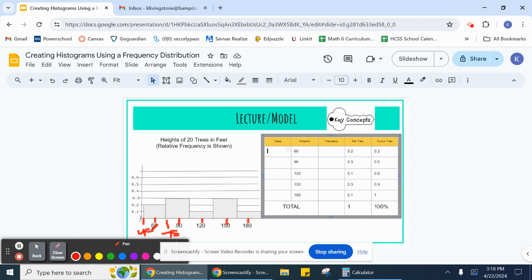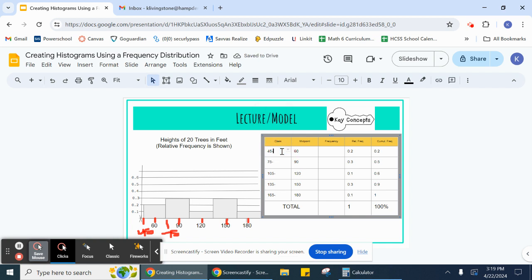All right, so now we see that our first class starts at 45. And then it's going to end at, and then our next class starts at 75. And then we know that the class width is 30, so we can just keep adding: 105, 135, and 165.